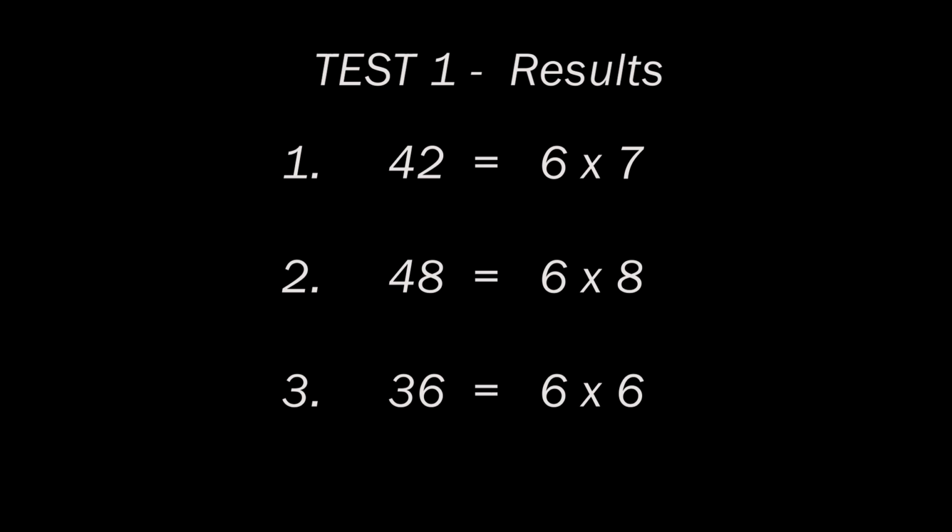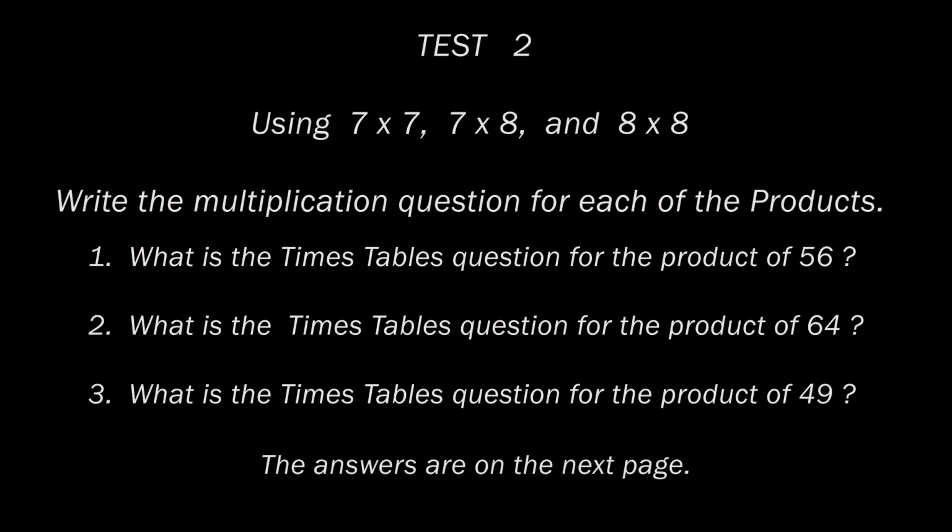Test number 1, results. Number 1. What is the timetable question for the product of 42? Is 6 times 7. Number 2. What is the timetable question for the product of 48? Is 6 times 8. And number 3. What is the timetable question for the product of 36? That is 6 times 6.